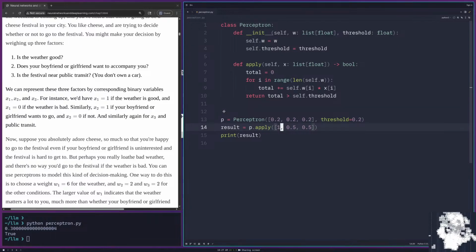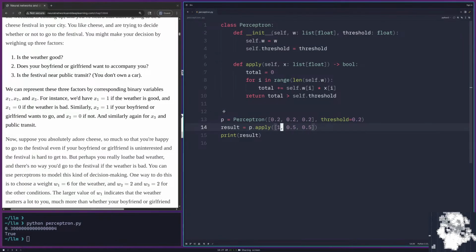Let's copy the example here and make sure we're getting the right answer. x1 equals 0 if the weather is bad. Similarly, x2 equals 1 if your boyfriend or girlfriend wants to go, and x2 equals 0 if not, and similarly again for x3 and public transit.